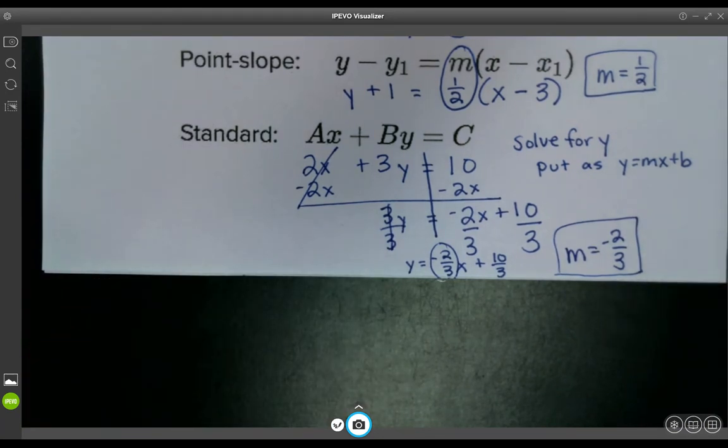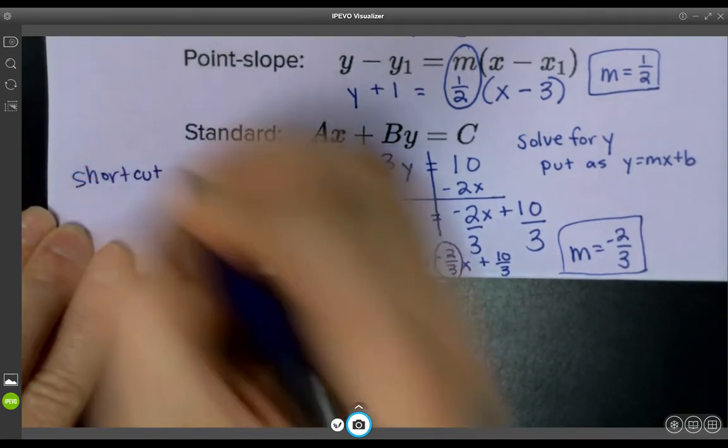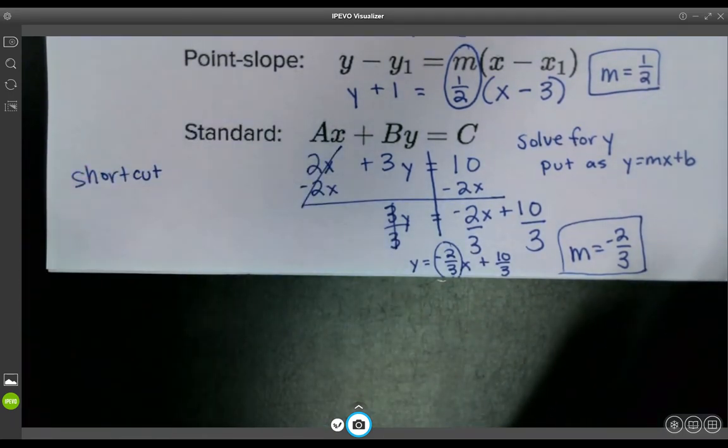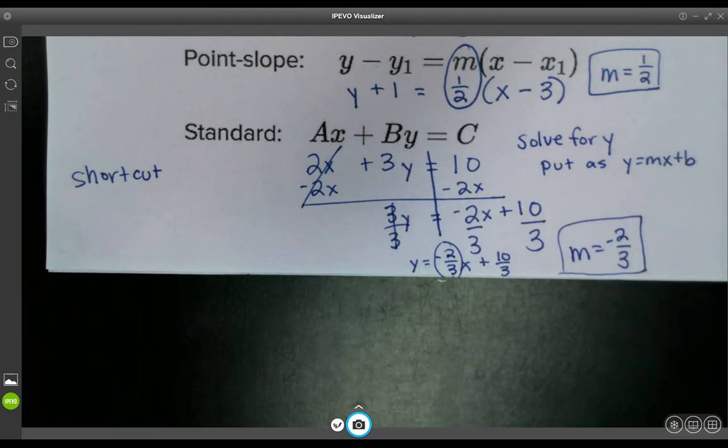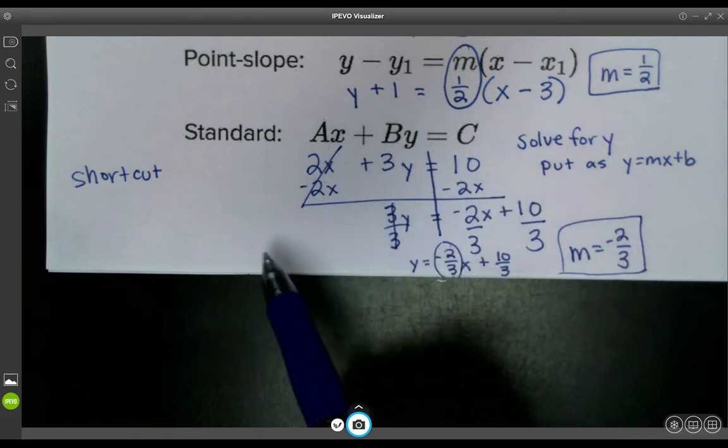Okay, so it feels like it's a long way. We got to solve for y, move everything around. It takes a while. But there is a shortcut. This is a shortcut that I taught my students last year. Only about half of them remembered it, but the half that did felt like it was way easier. So I'm going to show it to you in case you want to use it. You don't have to. You can always solve for y.